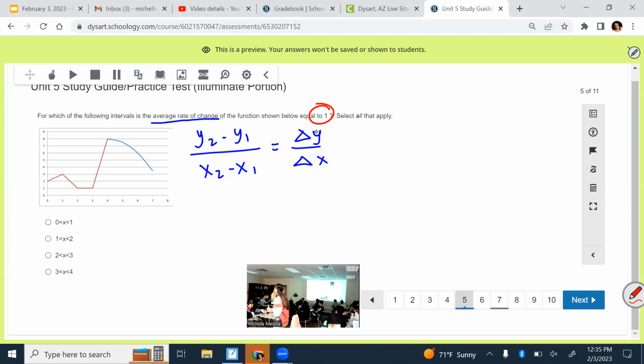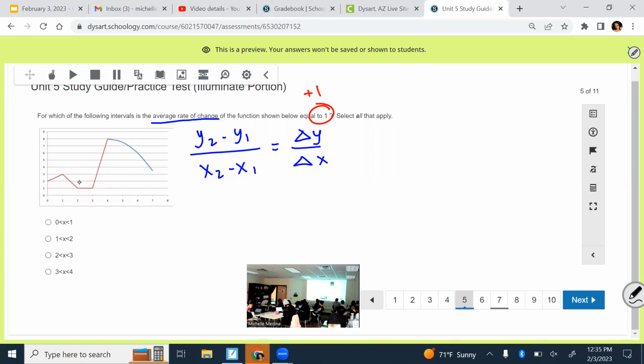Is that a positive or a negative? It's a positive one. So in that case, would my graph be increasing or decreasing in that section of it? Increasing. So any areas where it's decreasing, make sure you don't include that as an answer. Any areas where it's completely flat, don't include that as an answer because that would be a rate of change of 0. So let's look at our options.